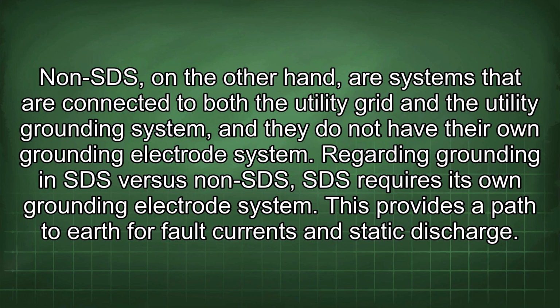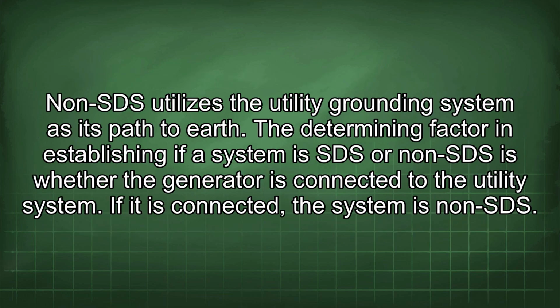Regarding grounding in SDS versus non-SDS, SDS requires its own grounding electrode system. This provides a path to earth for fault currents and static discharge. Non-SDS utilizes the utility grounding system as its path to earth.